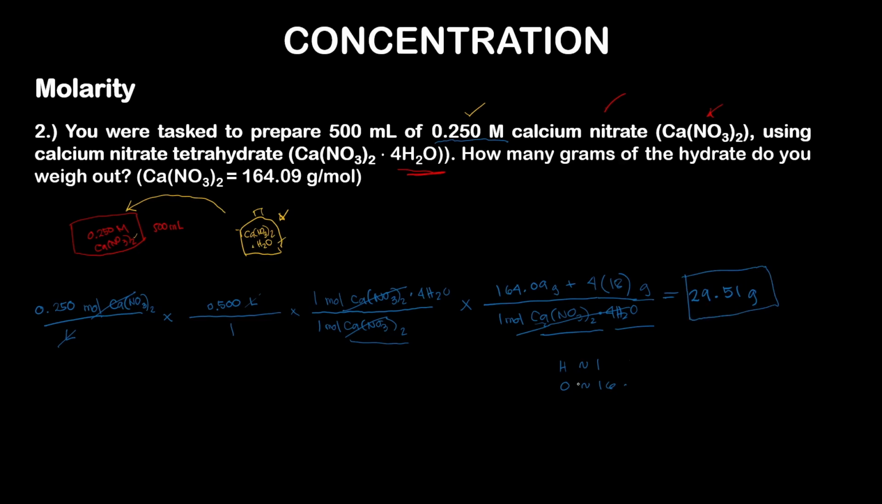So if we picture how to create this, first, you should get 29.51 grams of this calcium nitrate tetrahydrate. And then you put it in a 500 ml volumetric flask. So this one is the volumetric flask. And then fill it to the mark. And then you will create 0.250 molar calcium nitrate. Okay, that's easy.